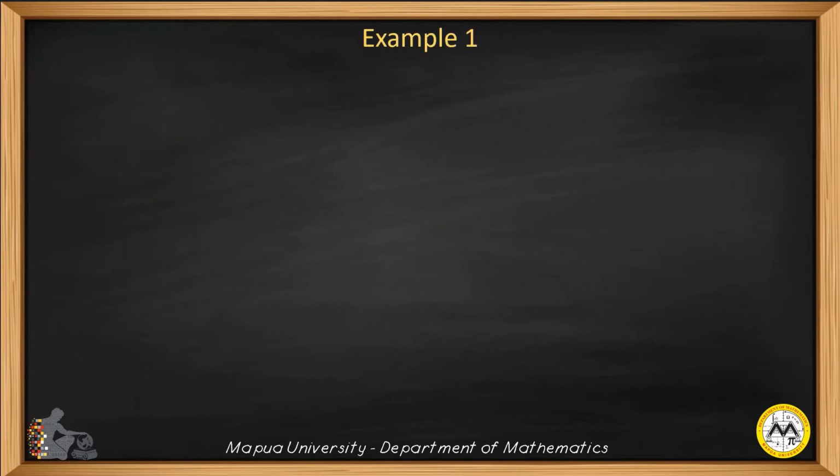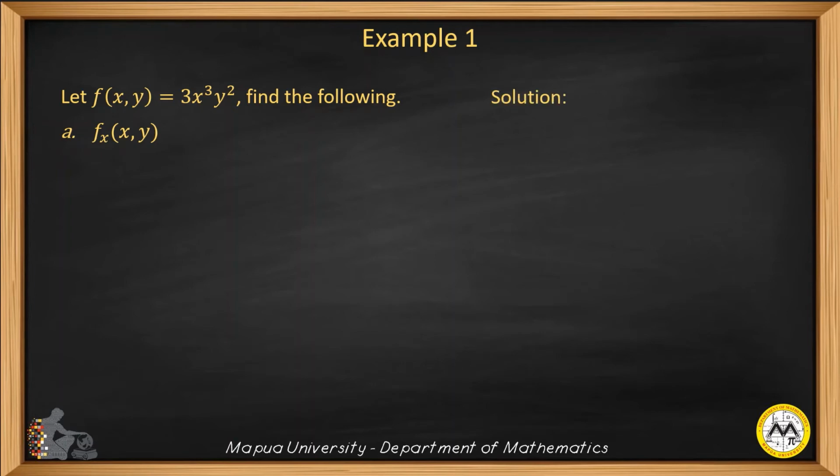Okay, let us illustrate how to work out partial derivatives with this particular example. Given the function f(x,y) equal to 3x cubed y squared, let us find the following. For letter A, the partial derivative of f with respect to x. So how is it done?